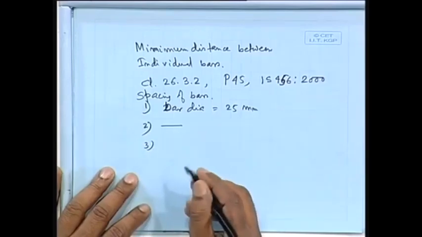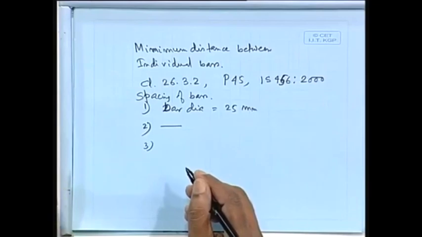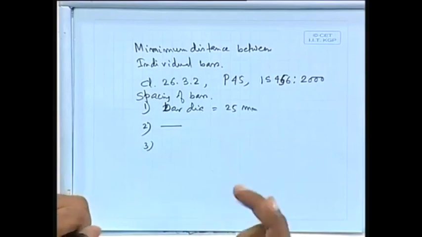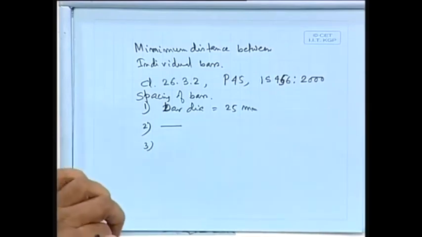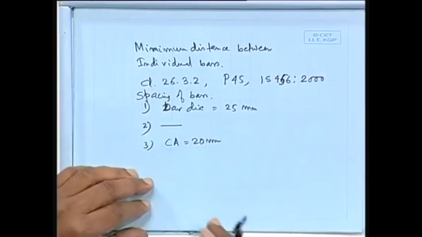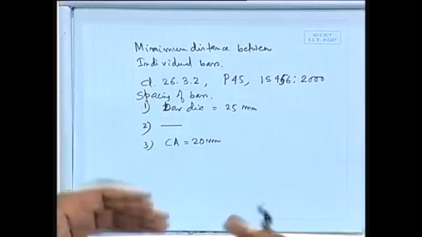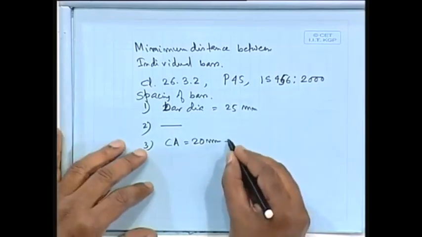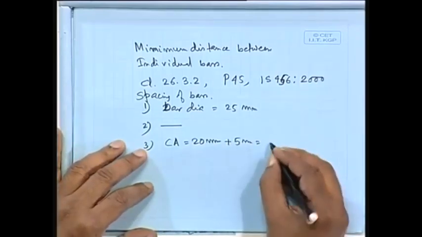Number 3, 5 millimeter more than the nominal maximum size of coarse aggregate. So, whatever the coarse aggregate you are providing, you add 5 millimeter more. In our case the maximum coarse aggregate size we generally provide is 20 millimeter, that is 20 millimeter downgraded, which means the coarse aggregate will never be more than 20 millimeter. So, 20 millimeter plus 5 millimeter, which is coming as 25 millimeter.